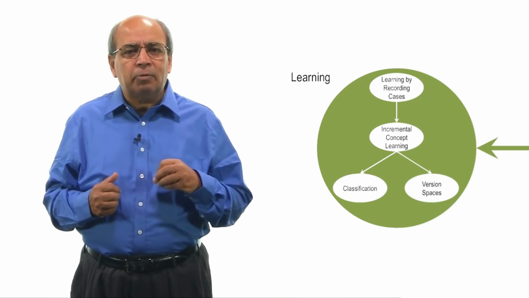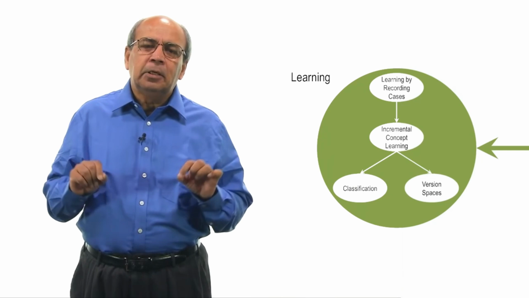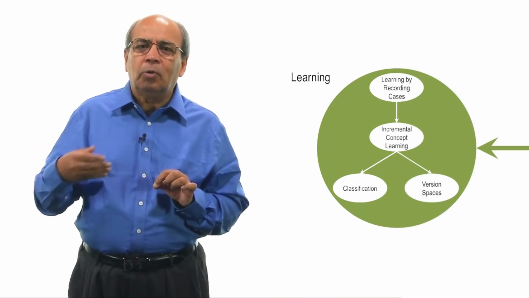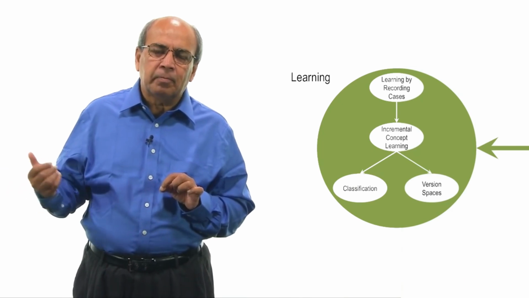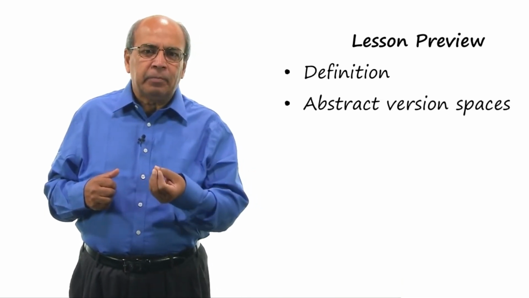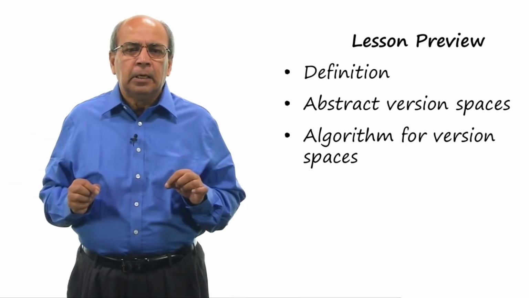Similarly, in incremental concept learning, we control the order in which the examples arrived. But in generalization in learning, we may have no control over the ordering of the examples. Today, we'll start by defining version spaces. We'll talk about version spaces as an abstract technique. Then we'll go into the algorithm for executing the technique of version spaces.